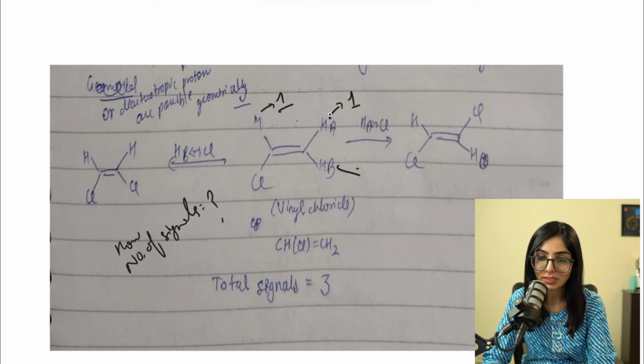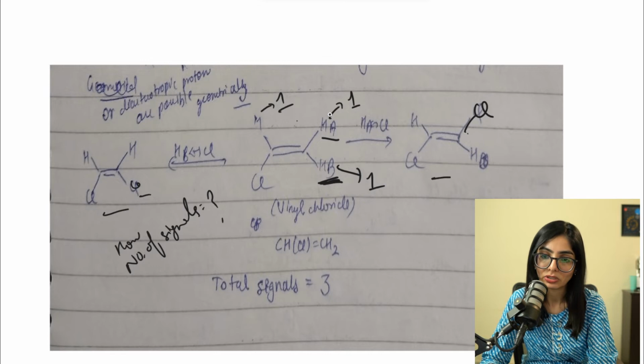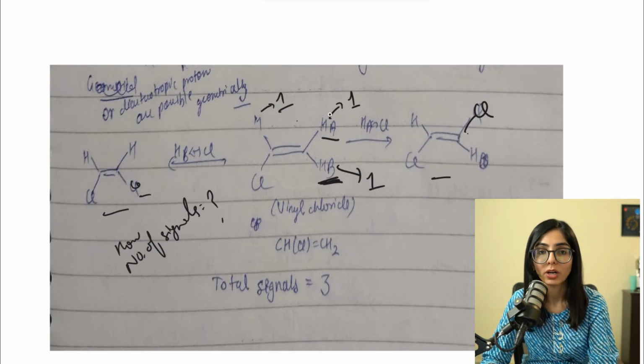The basic definition is, if you want to check, you can replace the two hydrogens you can see over here by a Cl atom, and then replacing this Hb by Cl, you'll see that they are not mirror images, fine? So that's how you find out diastereotopic protons.